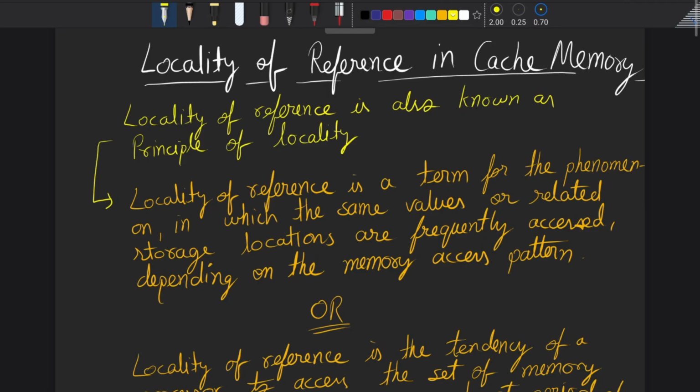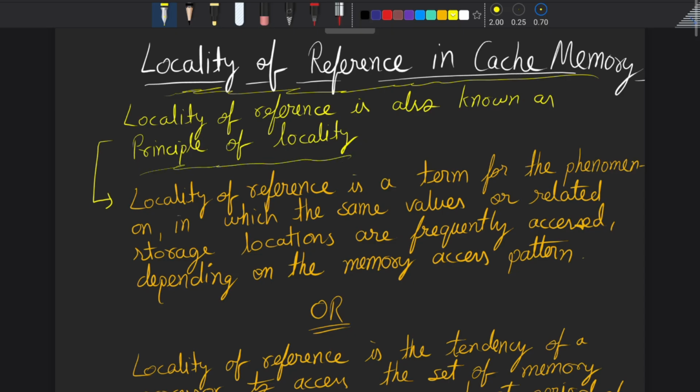Today we are going to study about cache memory. Before starting to study about cache memory, let's know about the need of cache memory. So we'll start with the topic locality of reference in cache memory. It is also known as principle of locality.